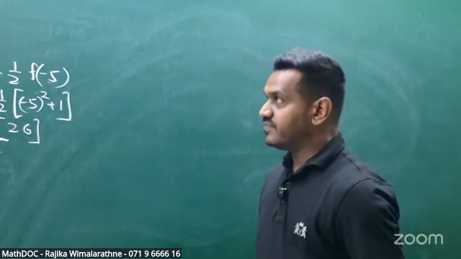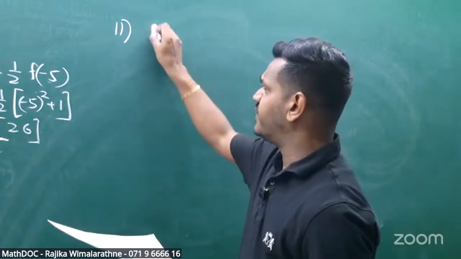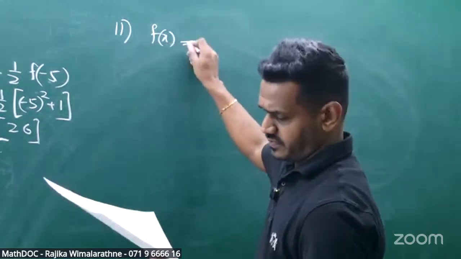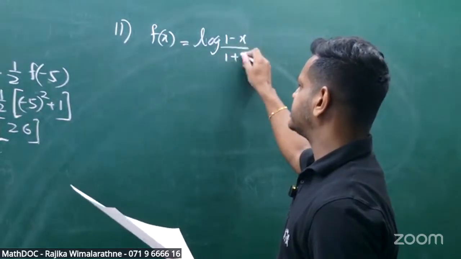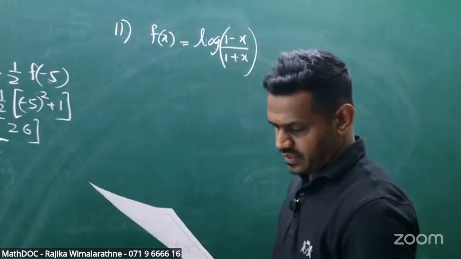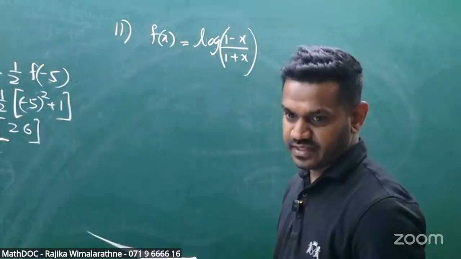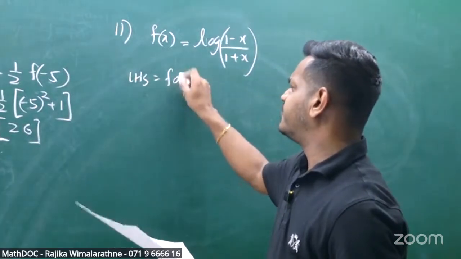Question number 11. Here f(x) is given as log of (1 minus x) over (1 plus x). Here that is a log function. So we have to get f(a) plus f(b). Then take the left hand side, f(a) plus f(b).